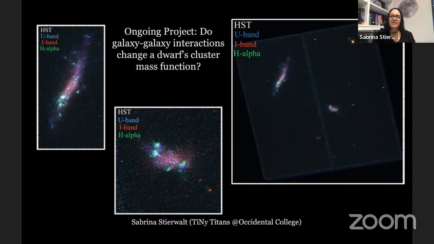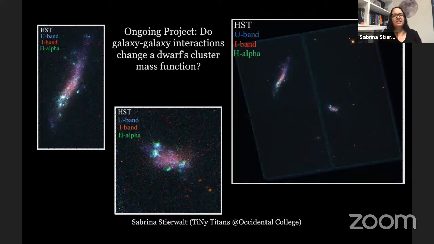And so here's one of our HST images from a merging pair, and showing the different colors from our imaging. And you can see that they're really nice H alpha in green, these clumps that sort of face each other in the galaxies, suggesting that maybe they were inspired by the interaction.